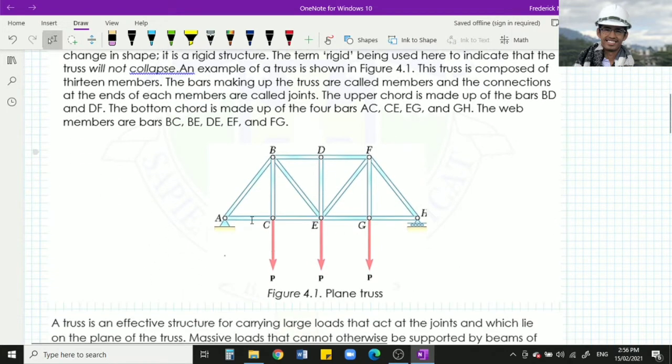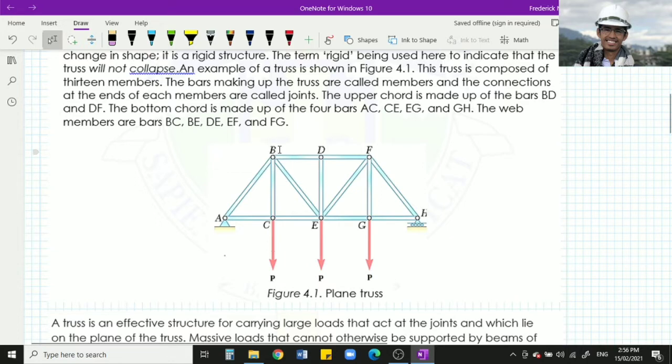So this is an example of a truss. This is a plain truss. This truss is composed of 13 members. For example, member A and B is considered one member. This member AB. Member BD is considered one member. Okay? The bars making up the truss are called members, and the connections at the ends of each member are called joints. So we have joint B, joint D, joint E. What connects them is called a joint.